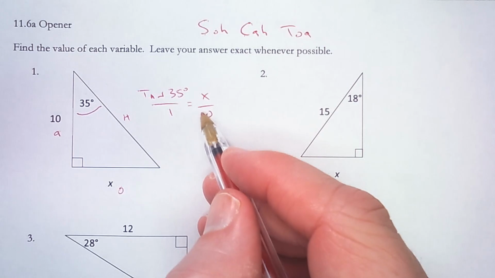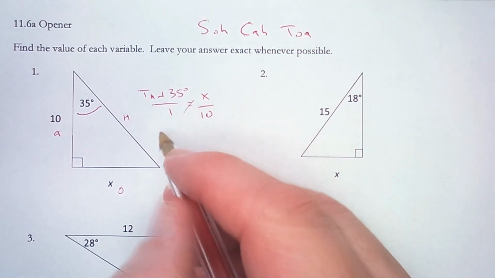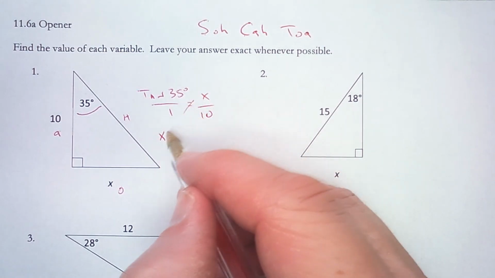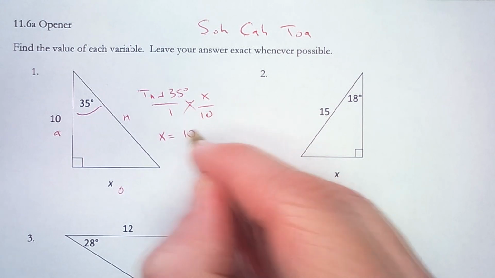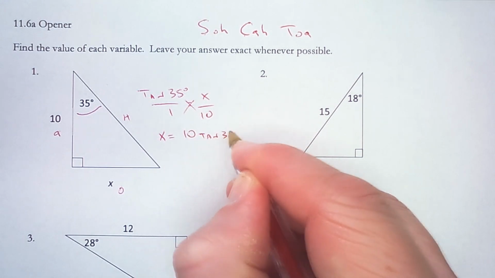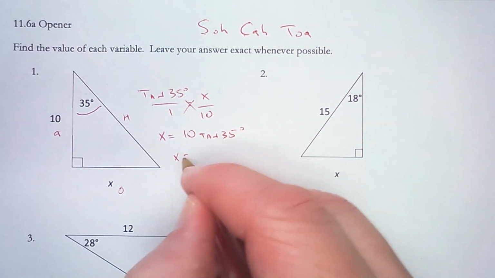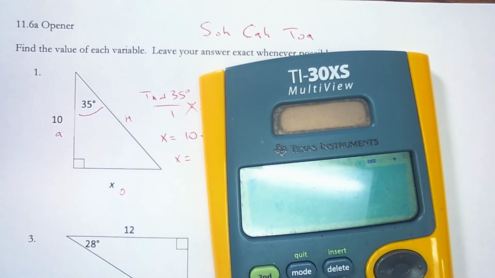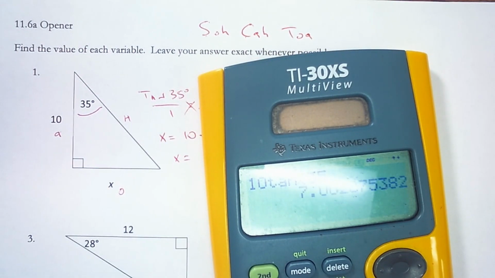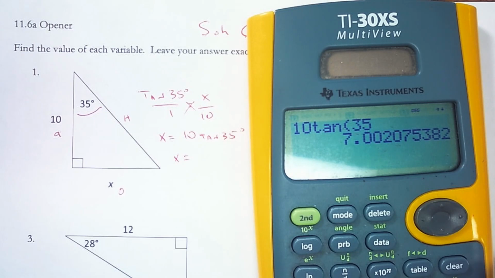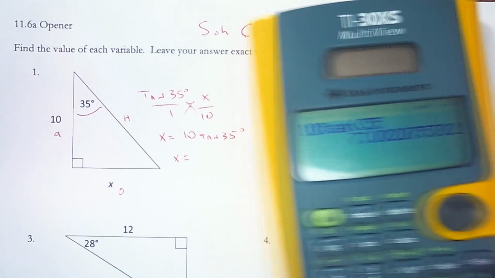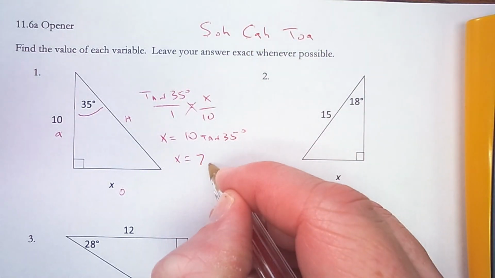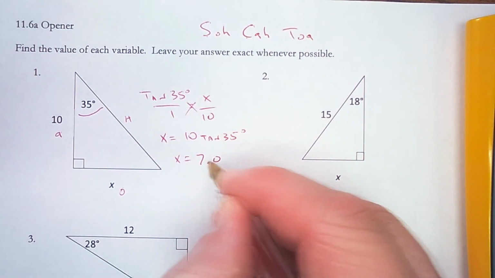Okay, so here's a case with this number on bottom where I will cross multiply. So I have x times 1, or just x, equals 10 times tangent 35 degrees. So we have 10 tangent 35, and that is 7.002. So I'll say x is 7.0.